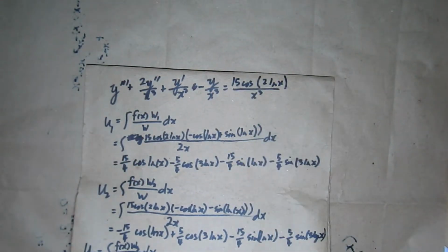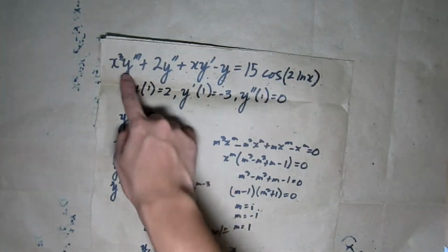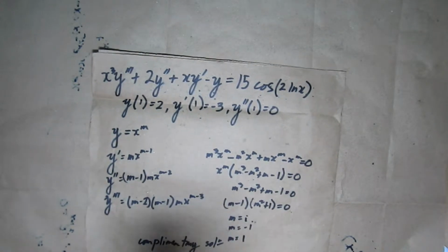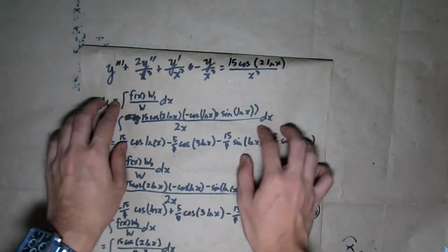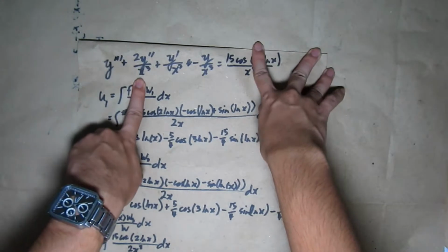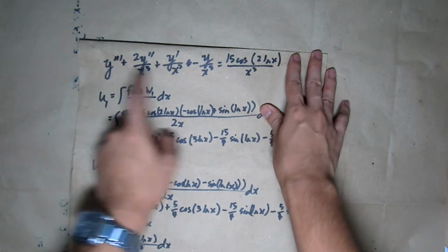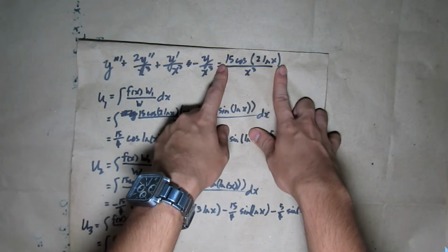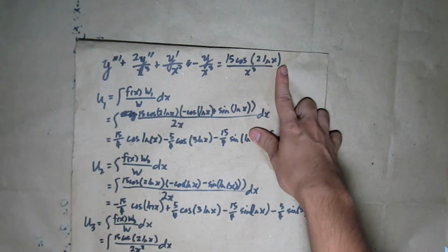And then the following step is to divide this equation by the largest coefficient, which is x raised to the power of 3. So we divide it by x raised to the power of 3, and we have this expression here. This lets us use 15 cosine of 2 ln x over x cubed as our function, and we just solve for u sub 1, u sub 2, and u sub 3.